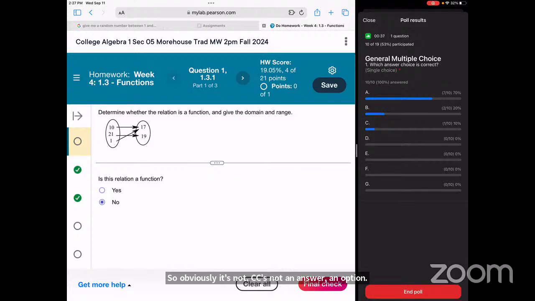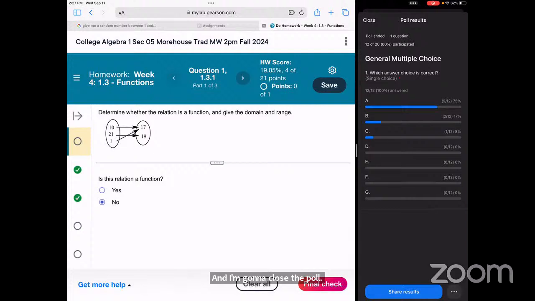Okay, so let me see. When we talked about this earlier, we made a statement that if we have repeating x's, it's not a function. So I am going to submit this result and close the poll. Most people said A. Let's go with A and see what happens.